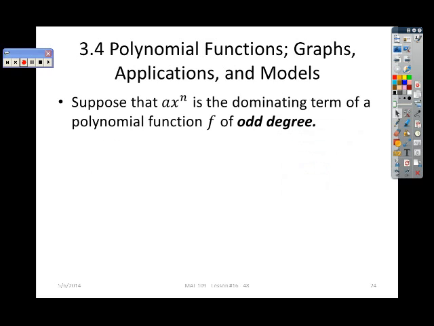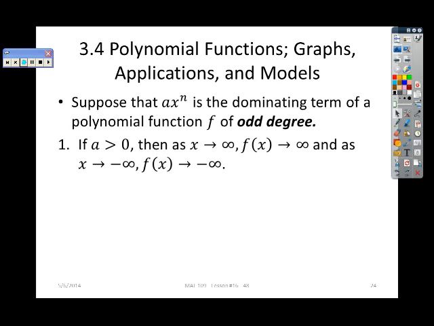All right, so kind of reiterating, if you have a polynomial function of degree n, and if that dominating term is odd degree, so if your largest exponent in your function is an odd degree exponent, then if you have a positive coefficient in front of that, then the right end of this function is going to go up and the left end of this function is going to go down.